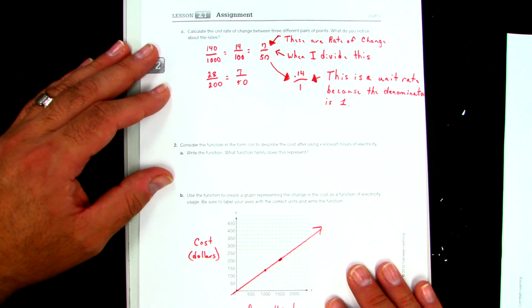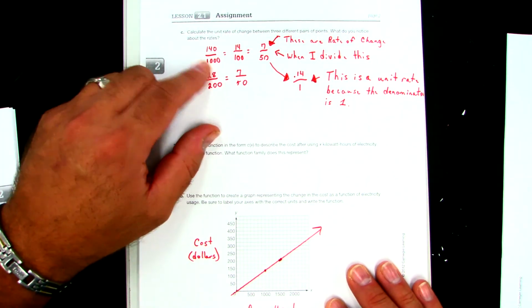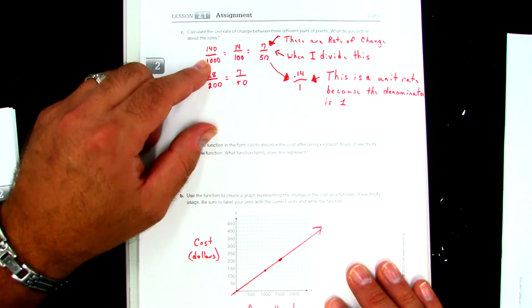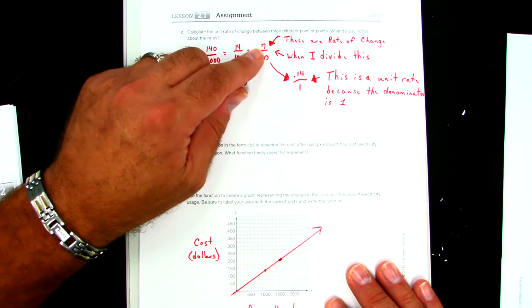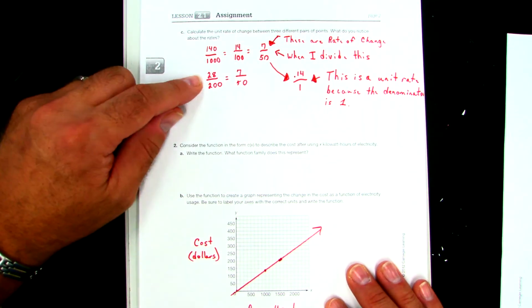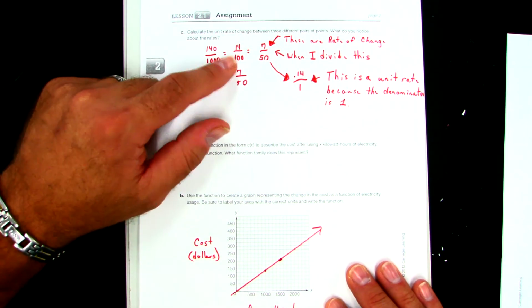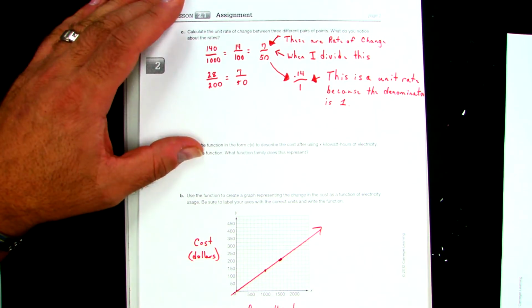The rate of change is where you take this and reduce it. So this would be 1400 over 1,000. It reduces to 14 over 10 over 100, which is 7/50ths. And if you did 28 over 200, you also get 7/50ths. You divide both by 4.